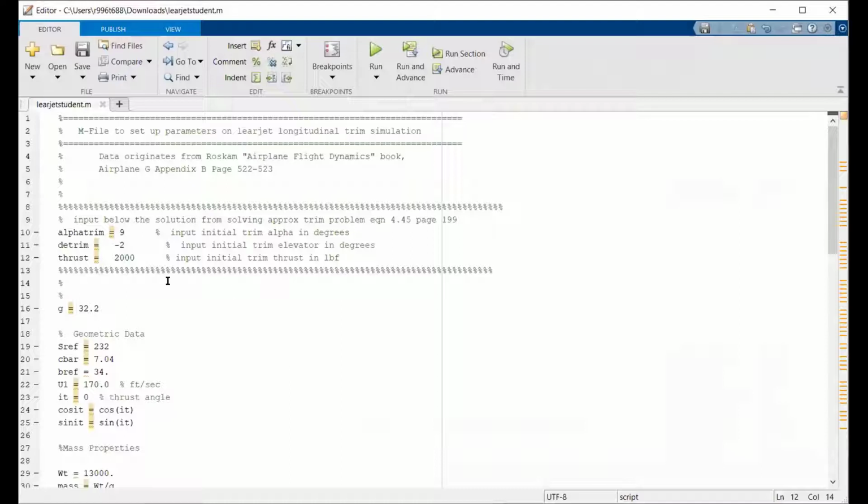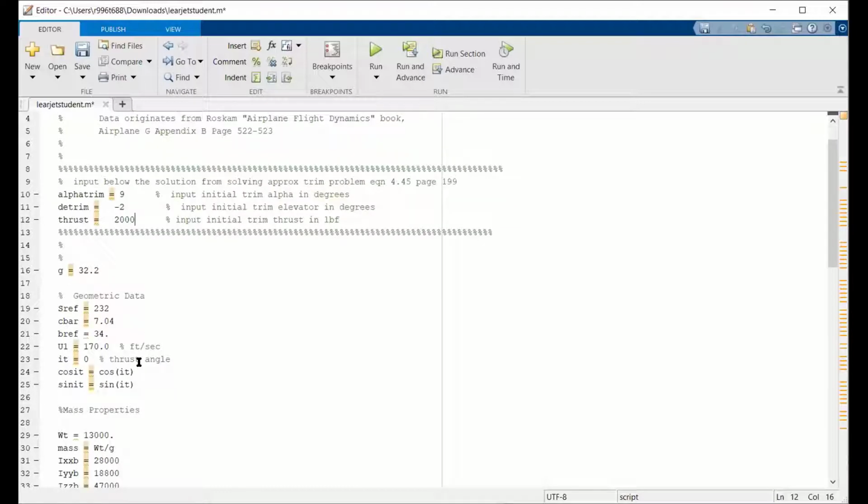So in this, you will enter your trim values for angle of attack, elevator, and thrust that you did from the previous problem. Make sure that you notice the units that this code asks for. It requires degrees here. So if your solution gives you radians, you have to convert to degrees. So you're going to type in here. 9 is not the correct answer, but it's a number I put in. -2 is not correct, but you type in that. And then 2,000 pounds of thrust.